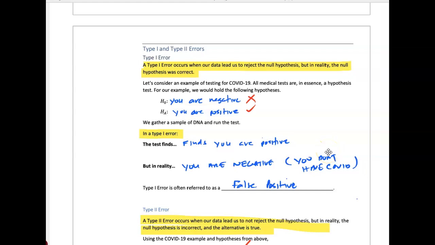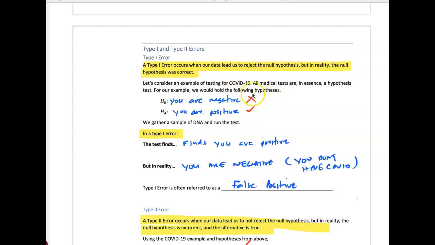Well, what are these type 1 and type 2 errors? Again, remember, we're making conclusions from the sample data. One of the conclusions would be that we reject the null hypothesis. Another one would be we do not reject, or fail to reject. So in here we see a type 1 occurs when our data lead us to reject the null hypothesis.